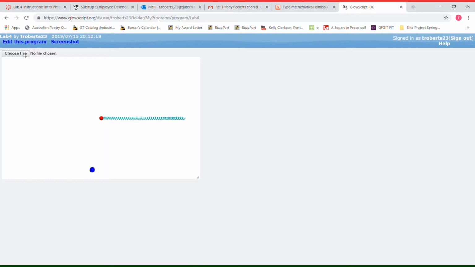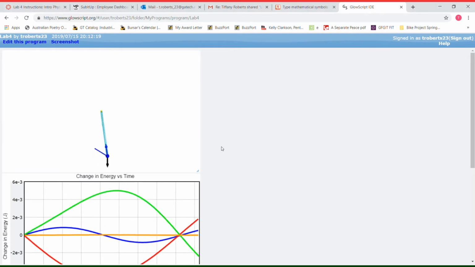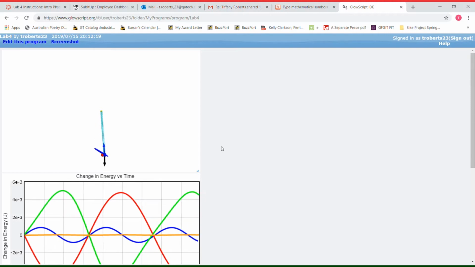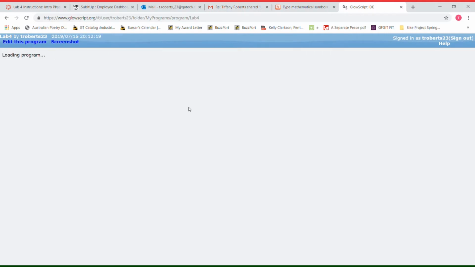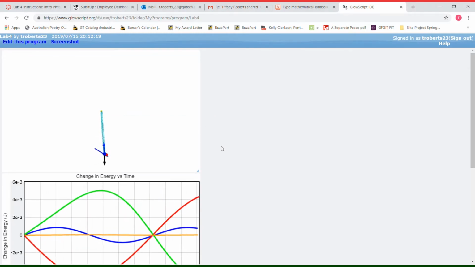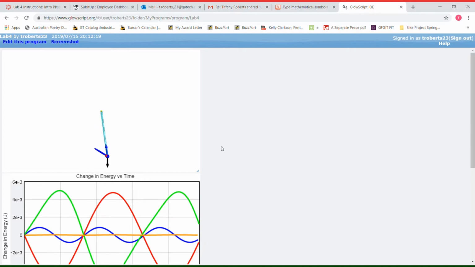Running the code, I must upload the CSV file as I mentioned earlier in the presentation, in order to import the position data from Tracker into GlowScript. We see the blue dot representing the computational model and the red dot representing the motion analysis from Tracker have similar but not quite identical paths.